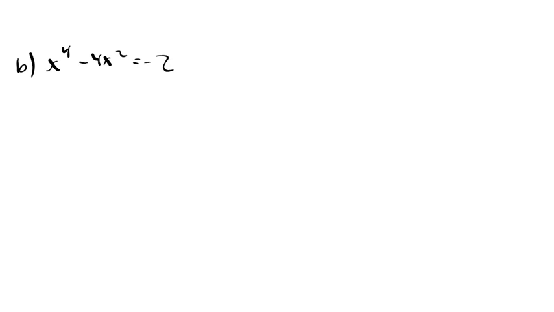And we're going to do the same thing. So first of all, we want to write it as au squared plus bu plus c, right? So let's first go ahead and just move this 2 over here. So I'm going to add 2. We want to put it in standard form. So x to the 4 minus 4x squared plus 2 equals 0.